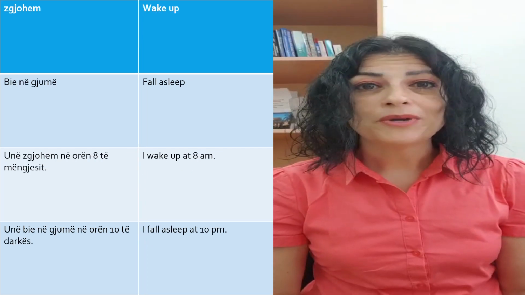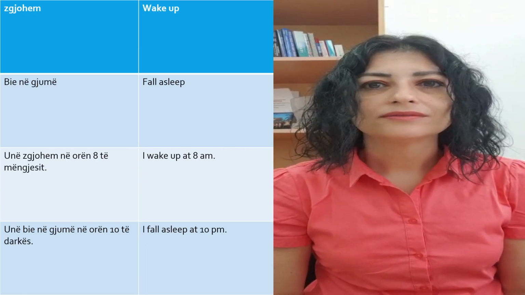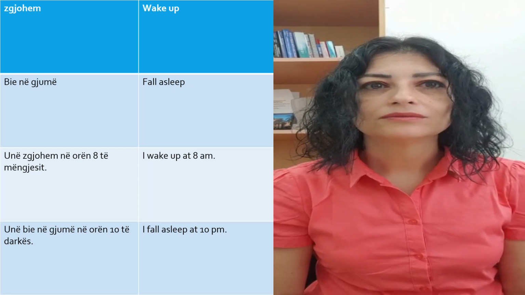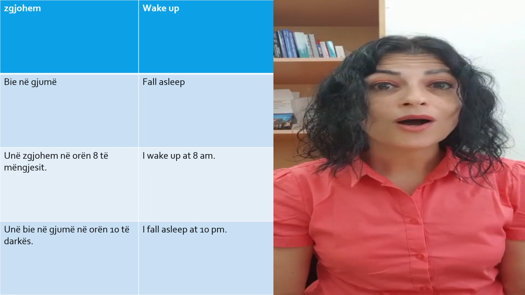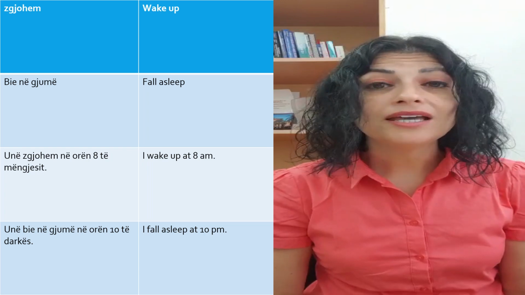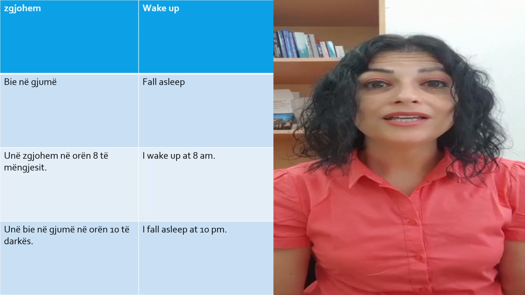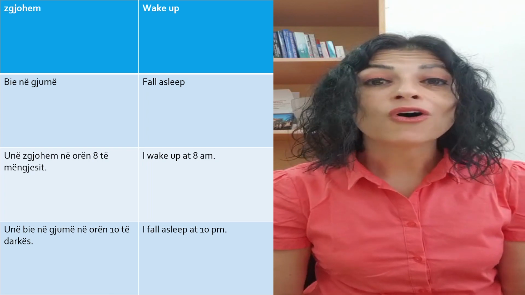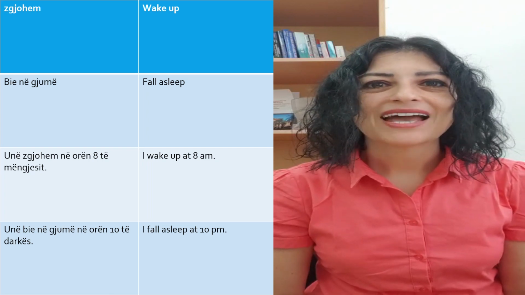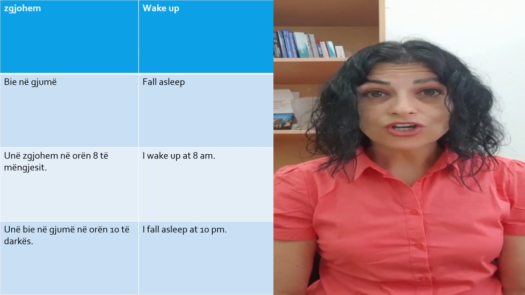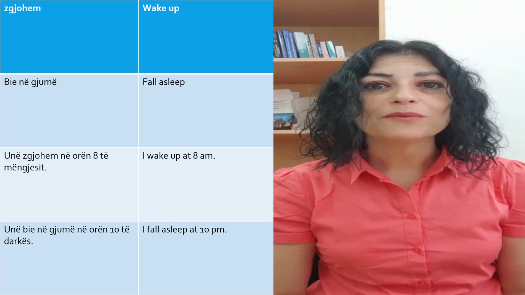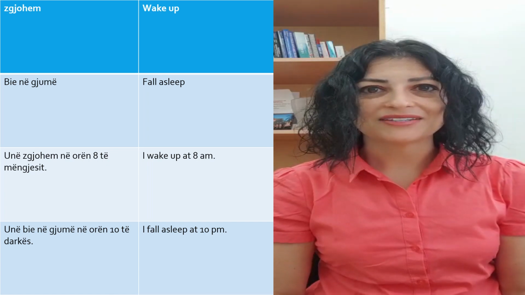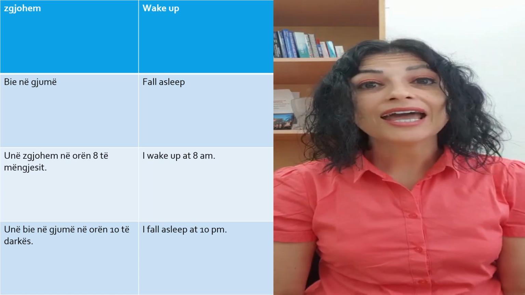The first verb is zgjohem, to wake up. And the other one is the opposite, bie në gjumë, fall asleep. For example, unë zgjohem në orën 8 të mëngjesit. I wake up at 8 a.m.